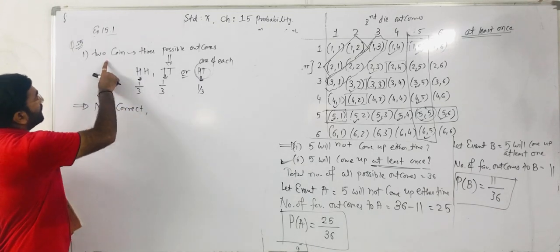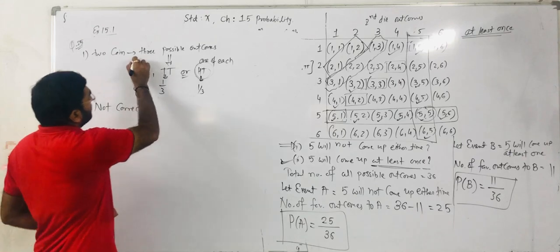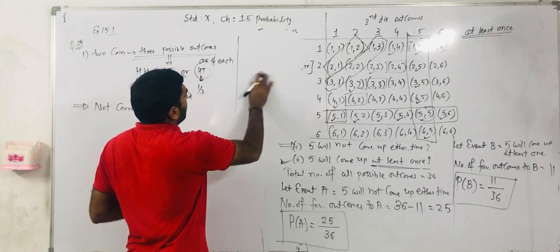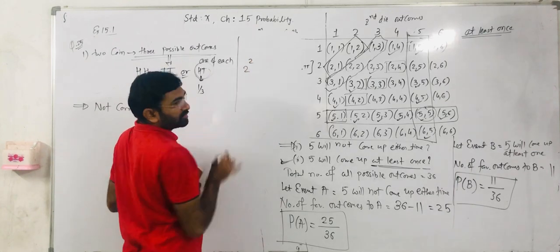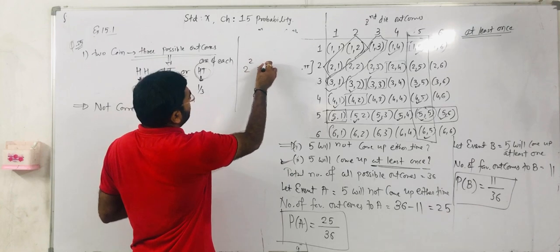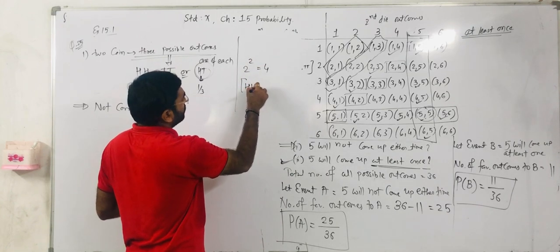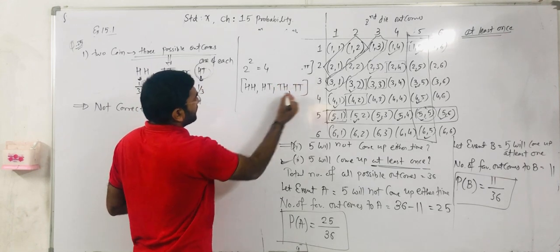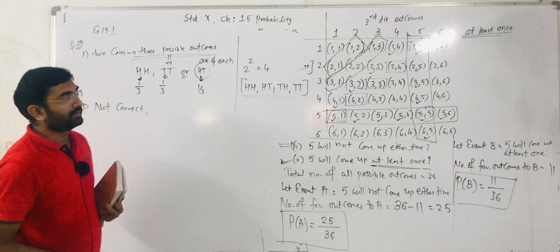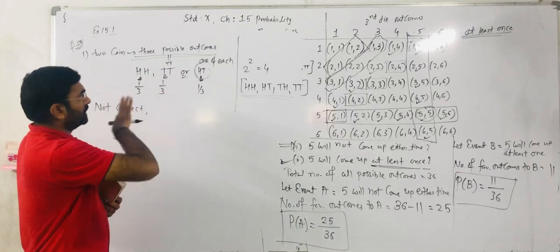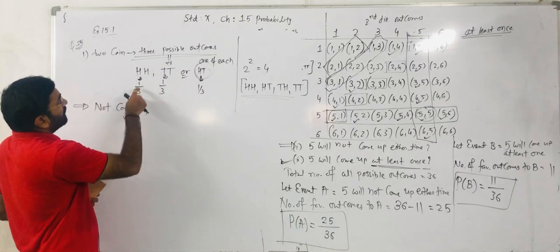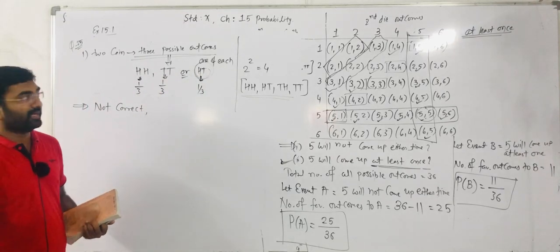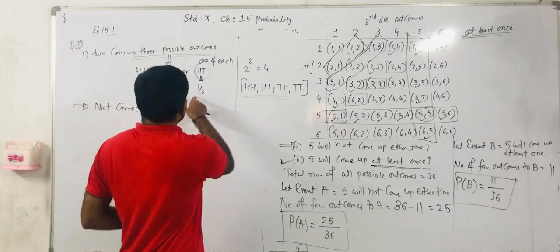Because as I told you, whenever 2 coins are tossed simultaneously, we are not getting 3 possible outcomes. I have already explained this: whenever you toss 2 times, you get 2 raised to 2, which means 4 possible outcomes. Which are the 4 possible outcomes? HH, HT, TH and TT. Right? So 3 possible outcomes we are not getting. And the probability of each of these being 1 by 3 is what is given in the argument, so we are not getting 1 by 3.